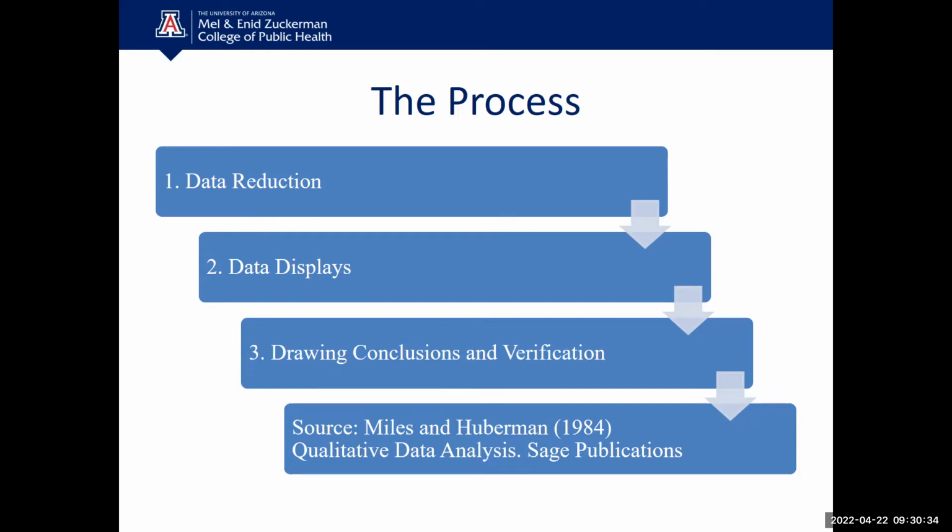Again, we come back to the idea of reliability and validity, that you always need to be testing your conclusions, going back to your data and making sure that your conclusion is robust and you have evidence. And I've taken this simple three-part process from Miles and Huberman, writing in 1984, that book, Qualitative Data Analysis, by Sage Publications.